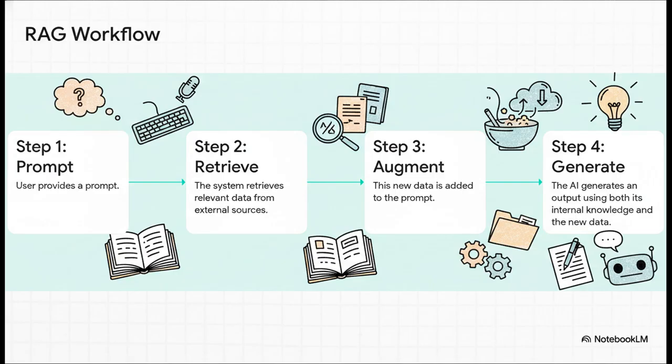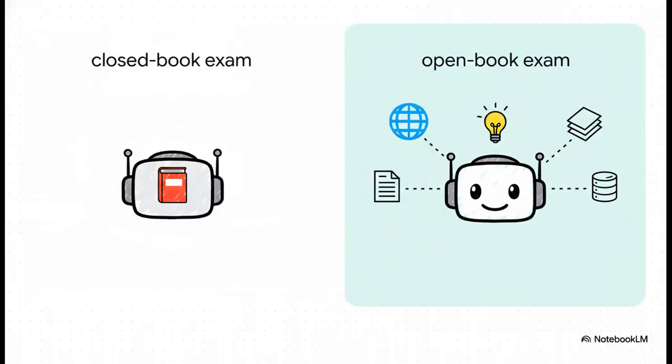If you ask it to summarize your company's latest quarterly report, it doesn't just guess based on old data. No way. It can now access that specific report, read it in real time, and then give you a perfect summary. This really nails the difference, right? The basic LLM is that closed book exam, just relying on memory. RAG completely transforms it into an open book exam, letting it look up the facts to give you the most current and relevant answers possible.